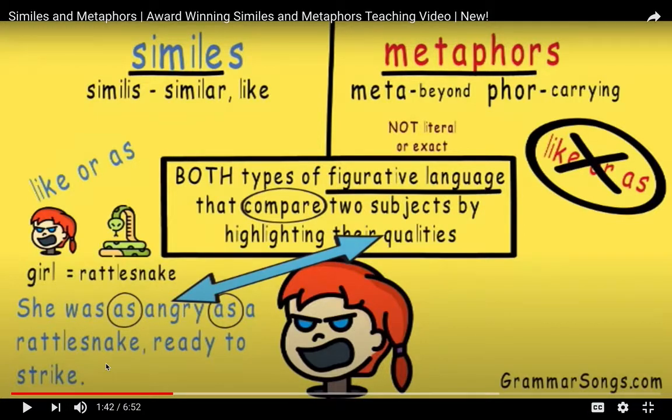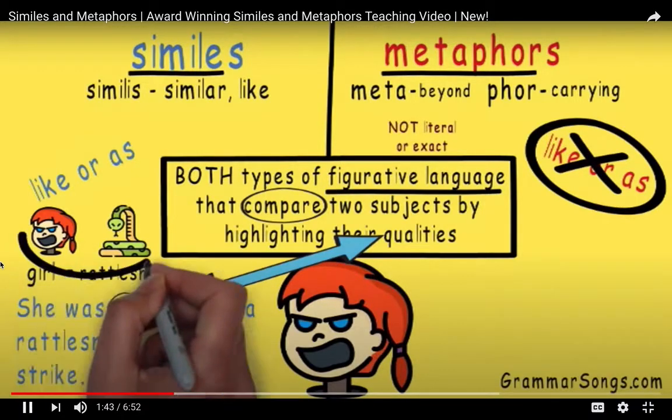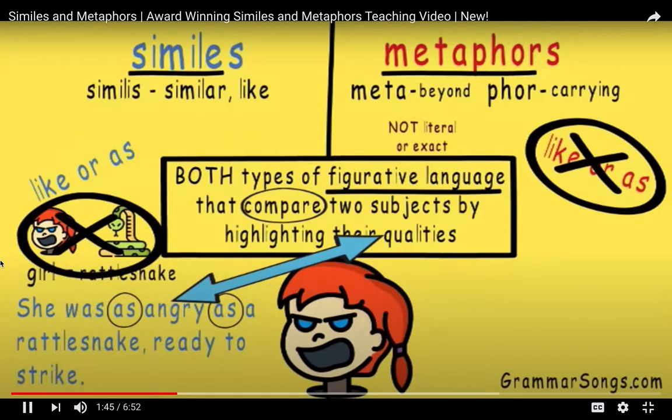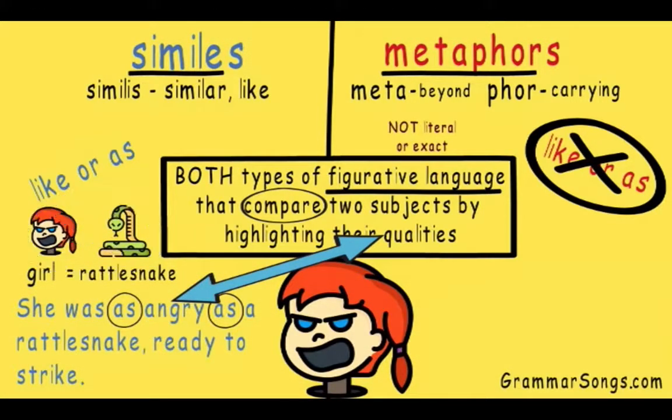She's striking at her brother and sister. Her anger is a strike. So it is being compared. So the girl is being compared to an angry rattlesnake. So it gives a visual to that girl. She was as angry as a rattlesnake. But since a girl is not exactly or literally a rattlesnake, the author is using figurative language to express the quality being shared, their anger.